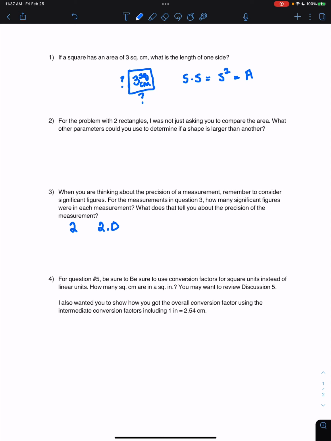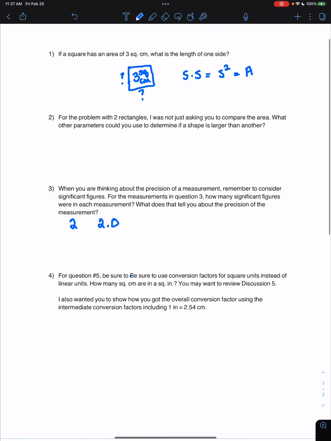And finally, for the 5th question, be sure to use conversion factors for square units, not linear units. You may want to go back and review discussion number 5, where I had a problem where you were looking at square units versus linear units and how those calculations differ.